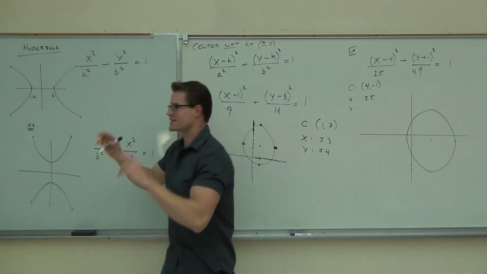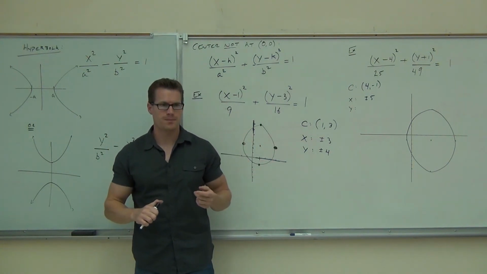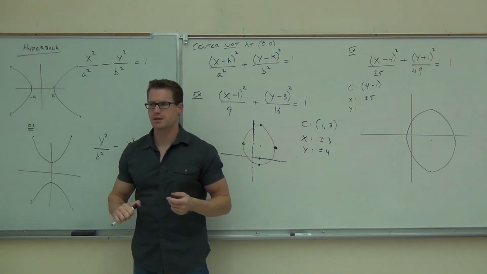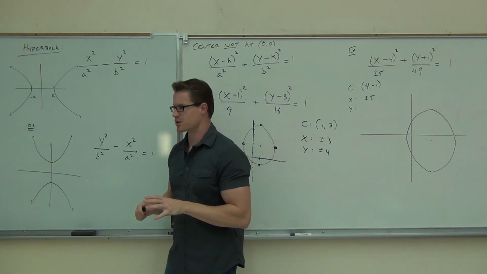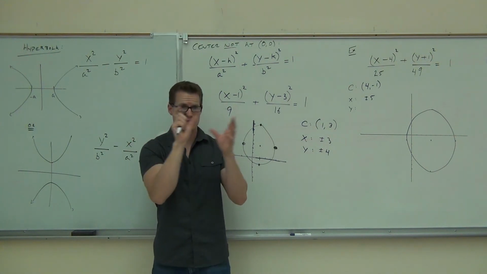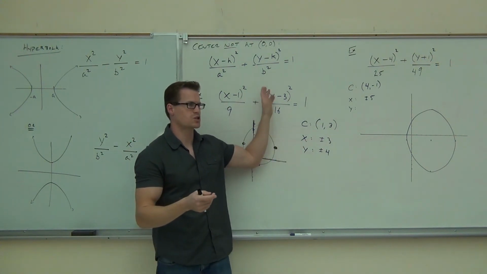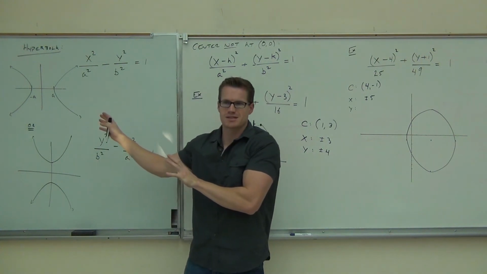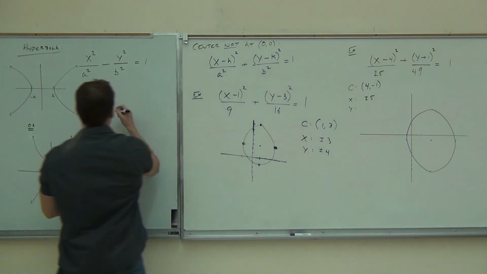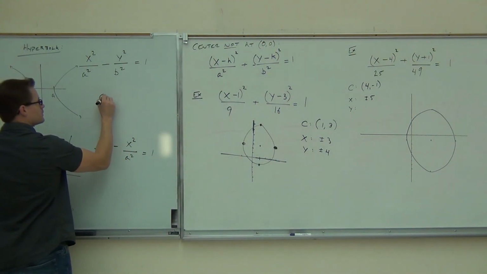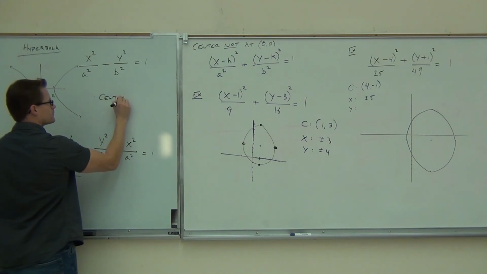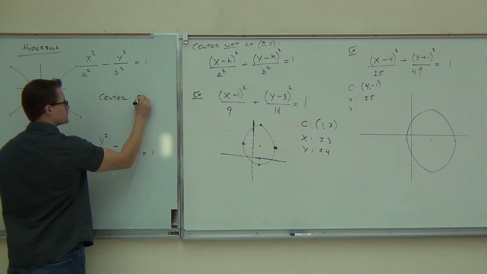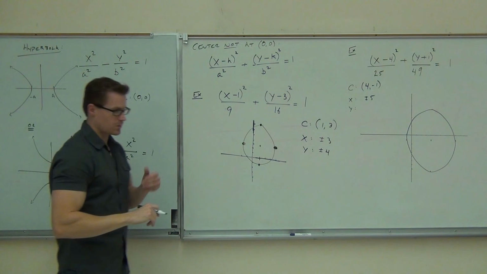By the way, where's the center for this hyperbola? 0, 0. Yeah, and that's what we're really going to deal with in this class, is centered at 0, 0. Could you do it, shifting it around? Of course, it works just like the ellipses and the circles. You can shift those just like you normally would. We're going to probably stick to centered at 0, 0, okay? Centered at 0, 0.